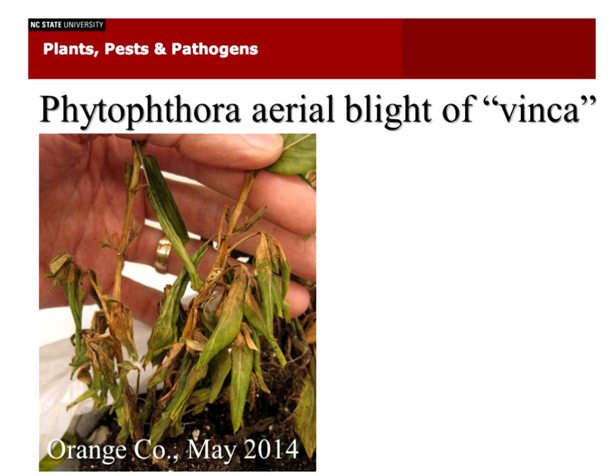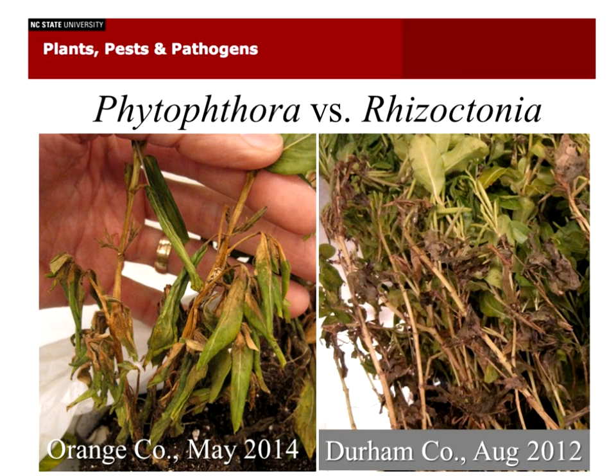Most of the time when you see this in the landscape, you can probably peg it as Phytophthora aerial blight with these particular symptoms. There is one look-alike that we ran into, not this year. This is from Durham County, August of 2012. Immediately it looked like something else might be going on. There's almost destruction of the leaves themselves. They're kind of matted together, which we don't see with the Phytophthora. And this turned out to be Rhizoctonia aerial blight.